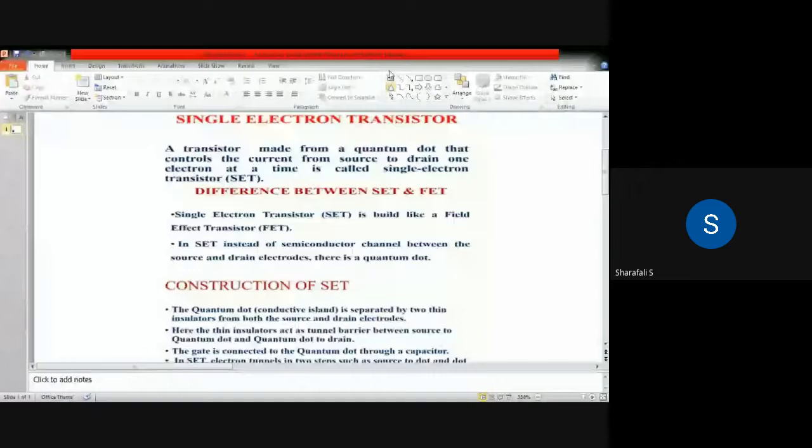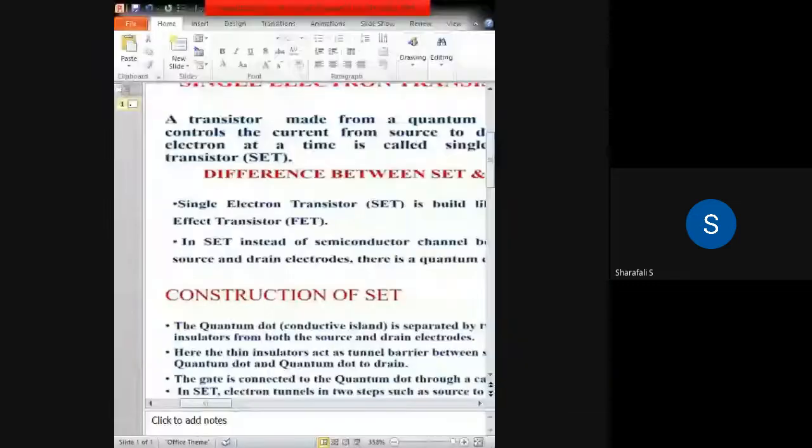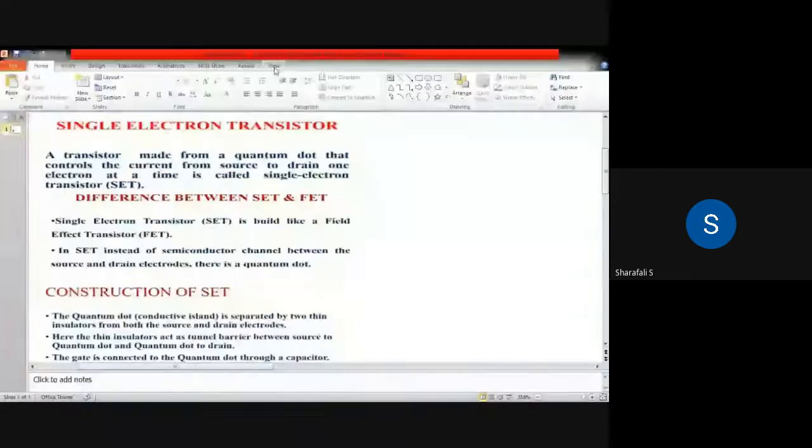In this section, we will discuss the single electron transistor. So we will start with the definition of single electron transistor. A single electron transistor is made from a quantum dot that controls the current from source to drain, one electron at a time. So this type of transistor is called a single electron transistor.